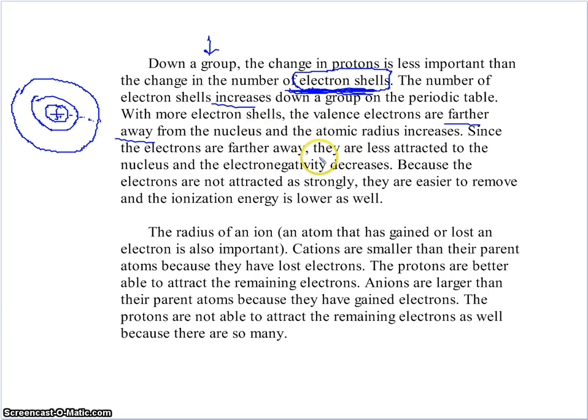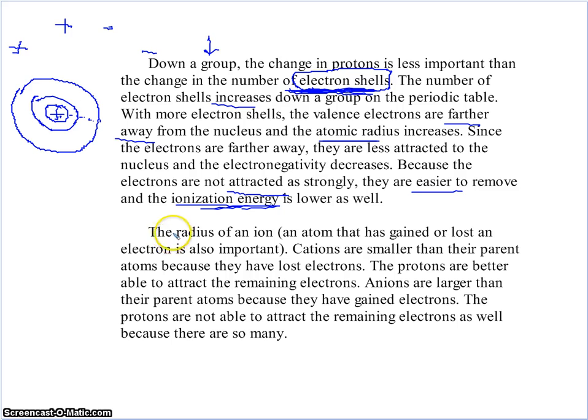Since the electrons are farther away, they're less attracted, and the atomic radius increases. They're less attracted to the nucleus, and electronegativity decreases. Distance makes them not as attractive. It's like two magnets. If you hold magnets close together, they attract. If you hold them far apart, they still attract, but you can barely even feel it. Because the electrons are not attracted as strongly, they're easier to remove, so the ionization energy is lower. Okay, very good.